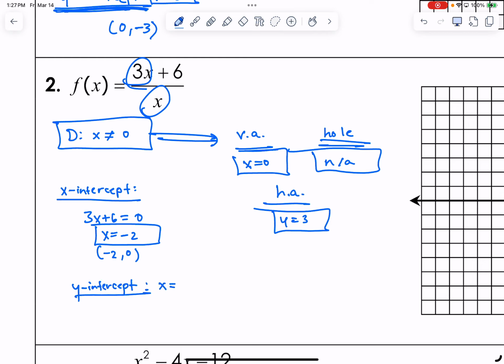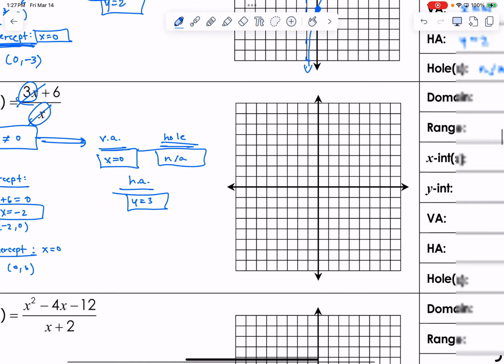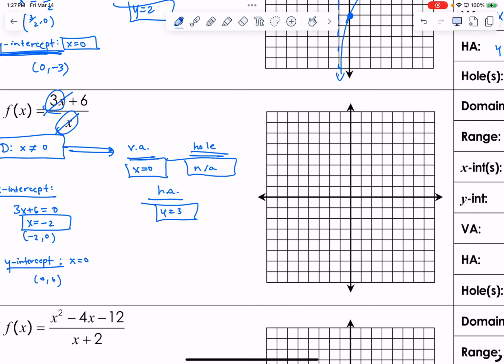0 for x. So that'll 0 out, that'll 0 out. You get 6 over 1, so it's going to be 0, 6. Once you get good at this, guys, you can just fly through it. -2, 0, 0, 6, 1, 2, 3, 4, 5, 6. Boom, there it is. Vertical asymptote. Ooh, wait a second here.